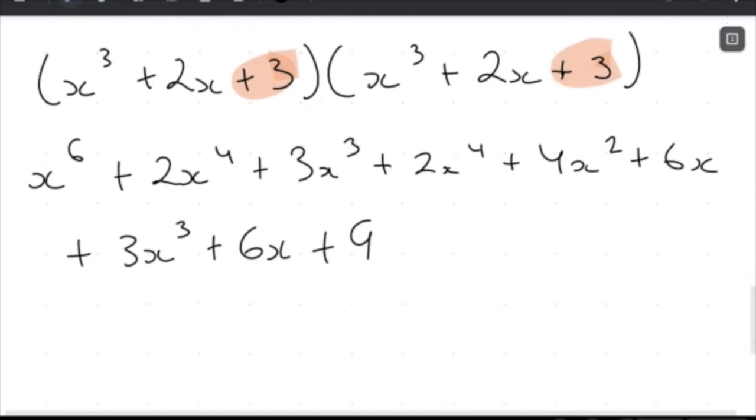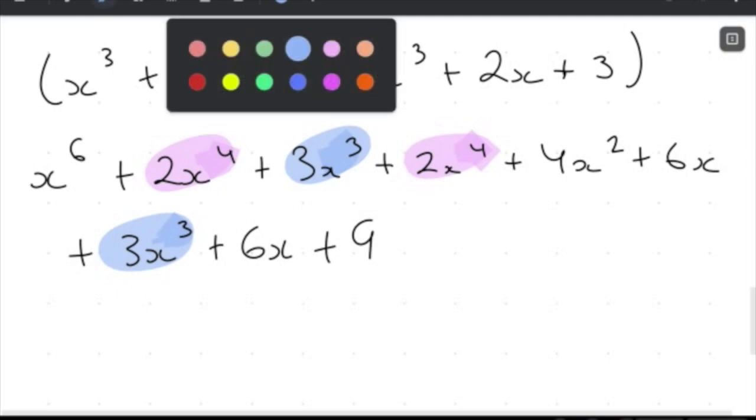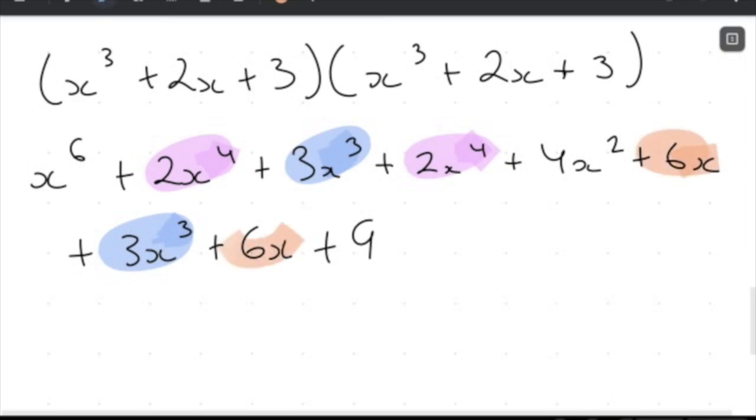Okay, so once again, I get a really big expression to end with, so I'm going to color coordinate my like terms. So let's go the x to the power of 4. I've got these ones here. I have x to the power of 3. I've got 2 of these here. And I have, finally, 6x with 6x over here.